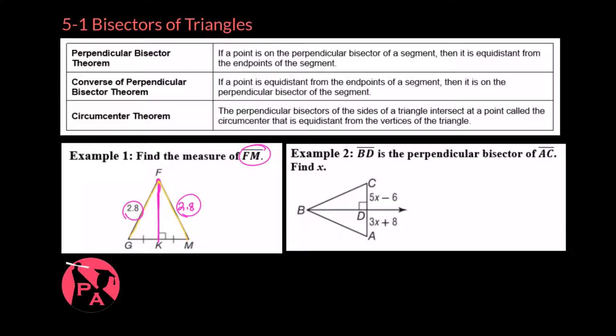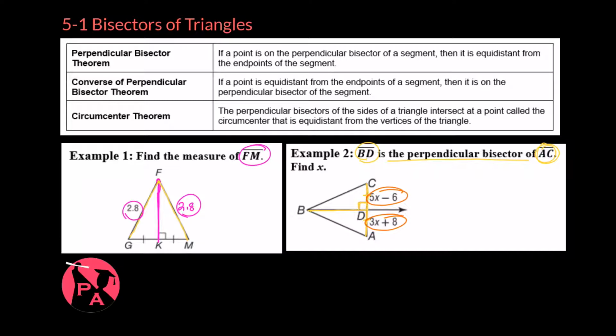The second example, what we have in this example is that segment BD is the perpendicular bisector of segment AC. So let's look at it closely. Segment BD is right here. It's given that it is the perpendicular bisector of segment AC, which means it must be perpendicular, just like that one. It's given already. And it must cut the segment AC in half. So if segment AC is this, and if it's cut in half, this side must be the same as that side. And we have their measures. One half is 5x minus 6, the other half is 3x plus 8.